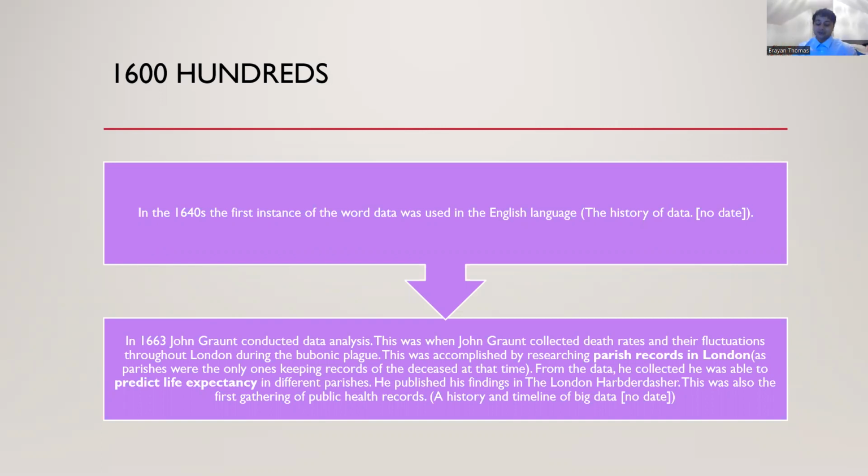The accuracy of his findings has subsequently been called into question, but what he essentially did was collect death rates and birth rates and their fluctuations during the bubonic plague in London. He did this by collecting parish records and researching them. From the data he collected, he was able to predict life expectancy in different parishes. His findings were subsequently published by the Royal Society of London. This is one of the first examples of gathering public health records in the UK.